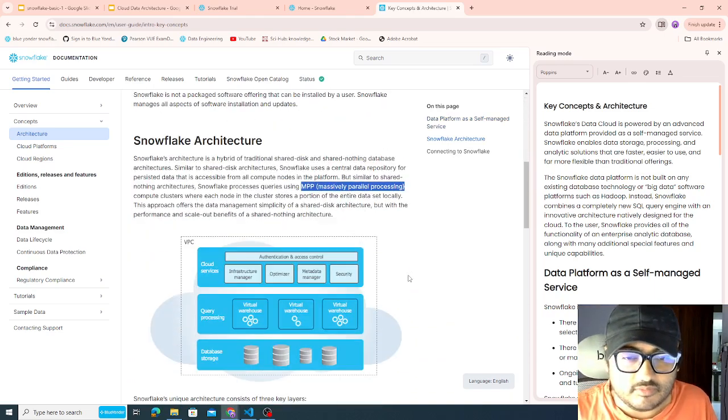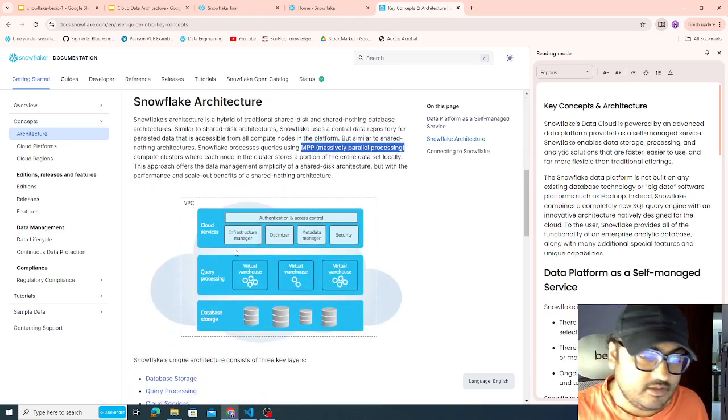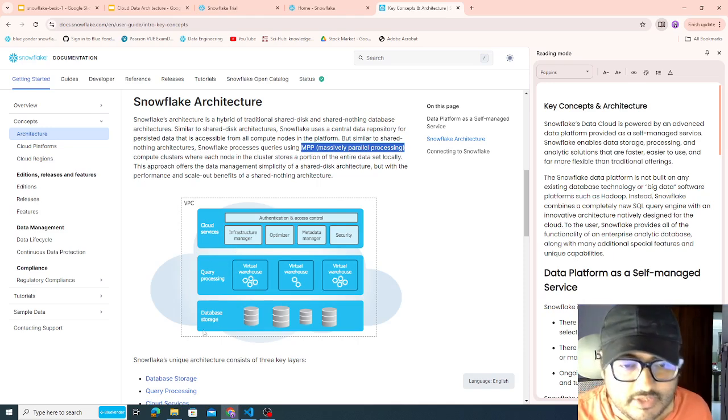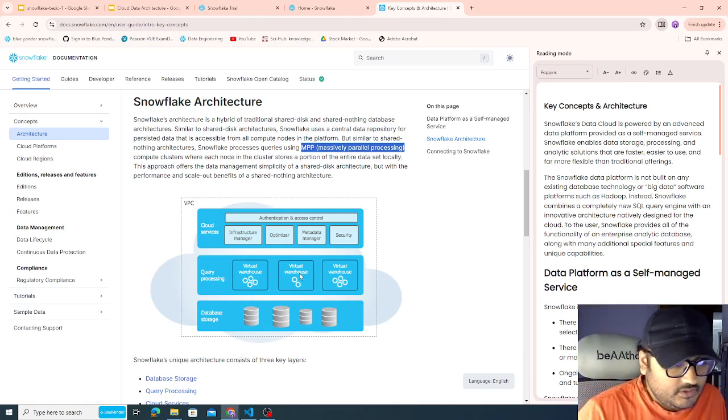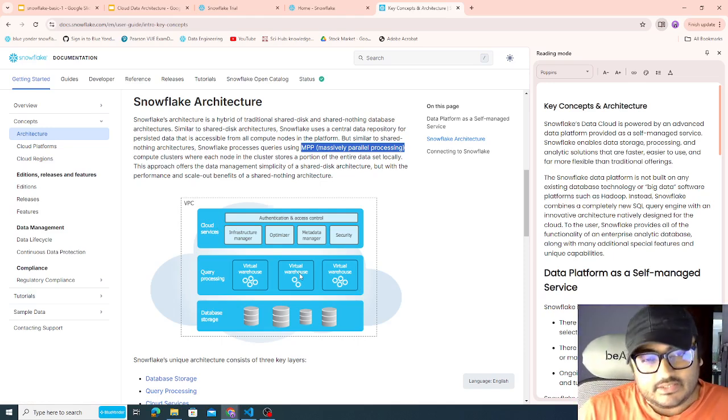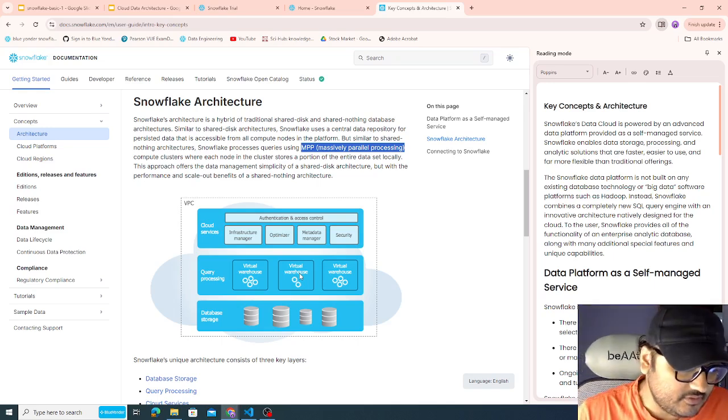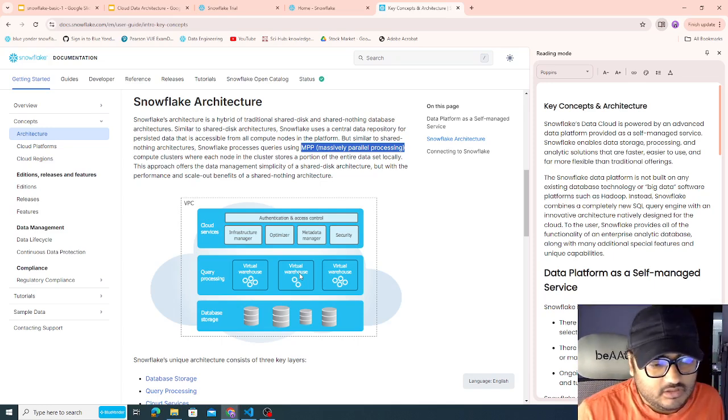So let's first bring the architecture diagram here. So this is the architecture diagram. You can see this is the key section. You have database storage, you have processing unit, and you have cloud metadata service layer. These three units combine to make your Snowflake. So the Snowflake architecture has three main components: storage layer, compute layer, and service layer. Now let's look at each of them.